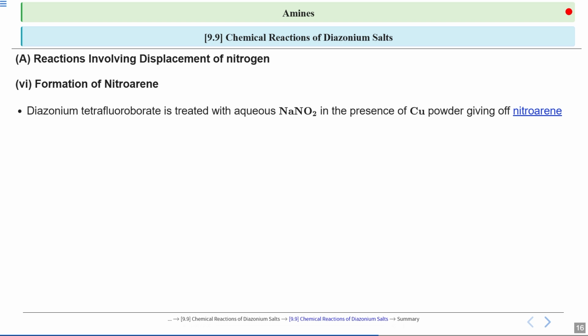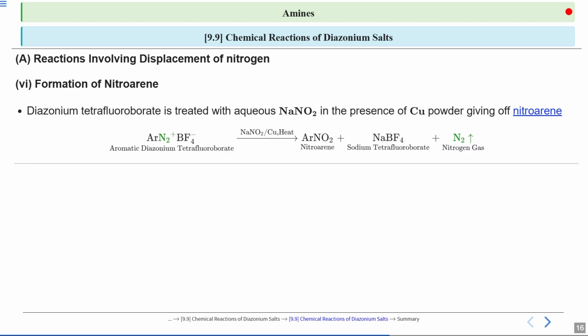So what is the main role of copper over here? Copper acts as a catalyst which helps the reaction proceed. Look at this overall reaction: aromatic diazonium tetrafluoroborate, when it reacts with sodium nitrite and copper with heat, produces a nitroarene, sodium tetrafluoroborate, and nitrogen gas. So you will see that this N2 group is displaced, or you can say replaced, by a nitro group.